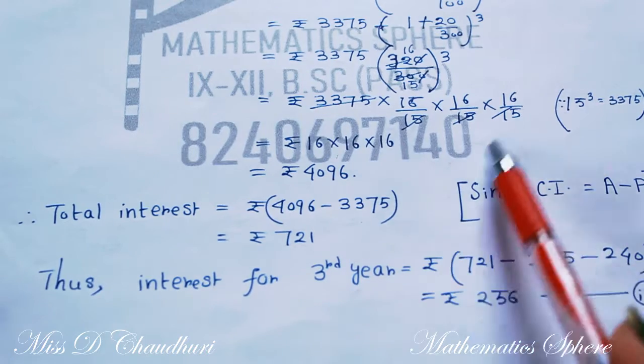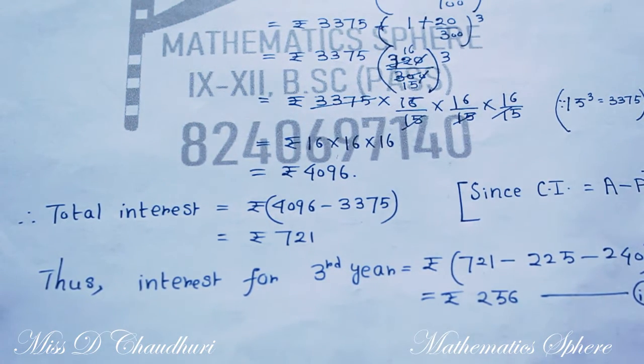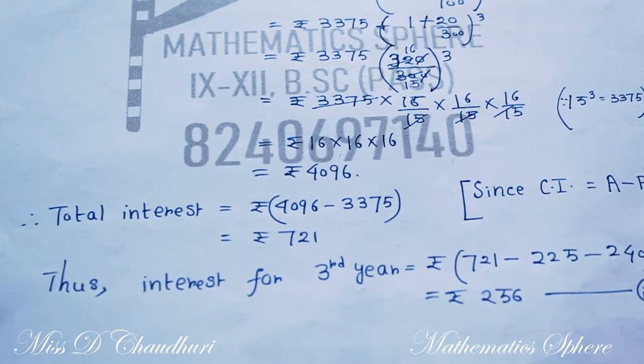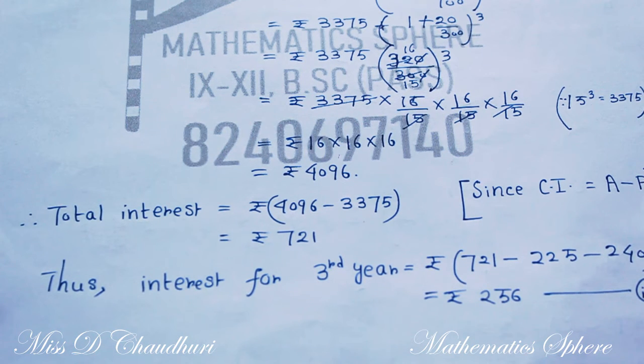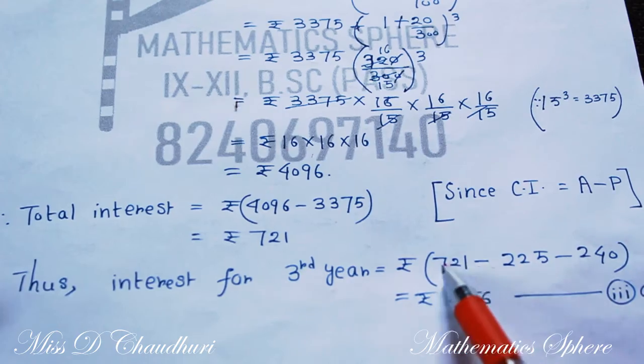Now see, there is one difference. They have not asked you the interest after the third year, they have asked you the interest for the third year. Here you cannot keep the interest of the first year and second year. In the question they already gave you the interest of the first year and the interest of the second year. So this is the total 3 years interest, okay?